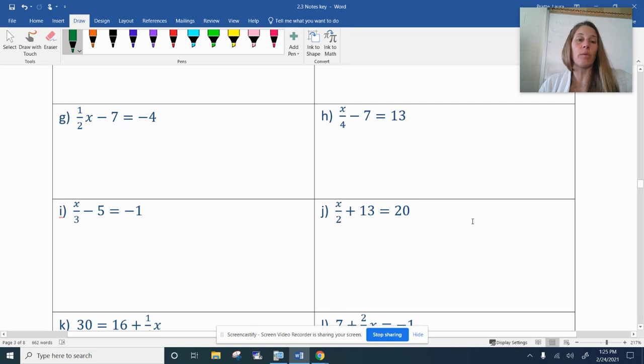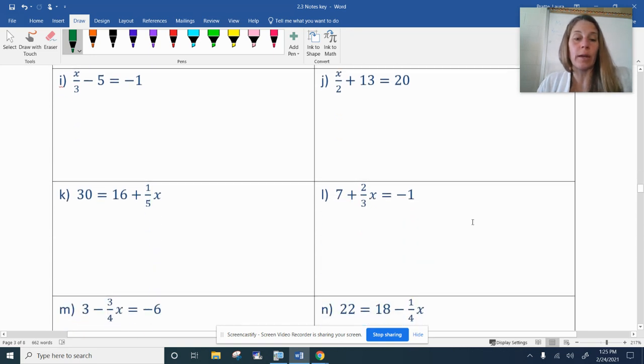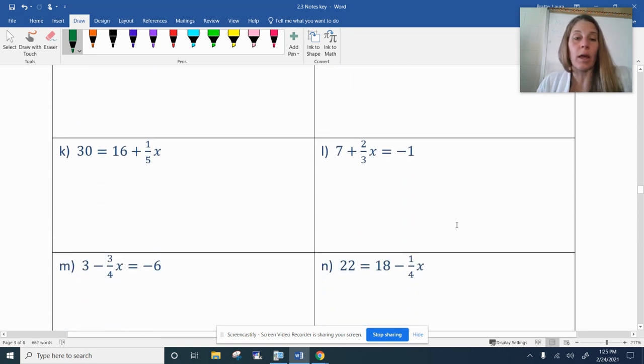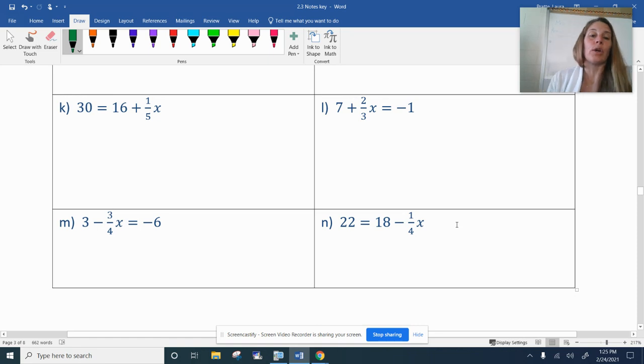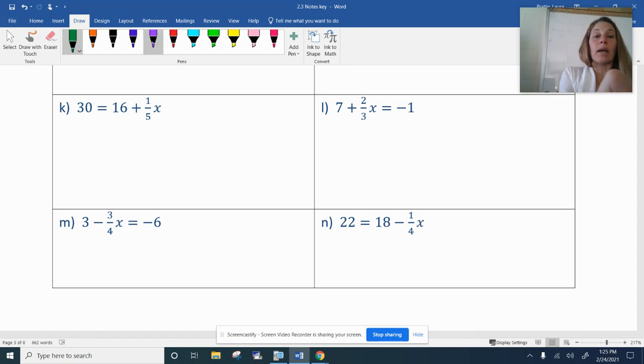Now, there's a couple problems on here I will do with you right now. So I'm just going to go to the last 4. In these problems, we have fractions that have a numerator and a denominator. So again, you're still going to use that same process. You still want to go for getting this variable by itself here. So you want to do that addition subtraction piece first.